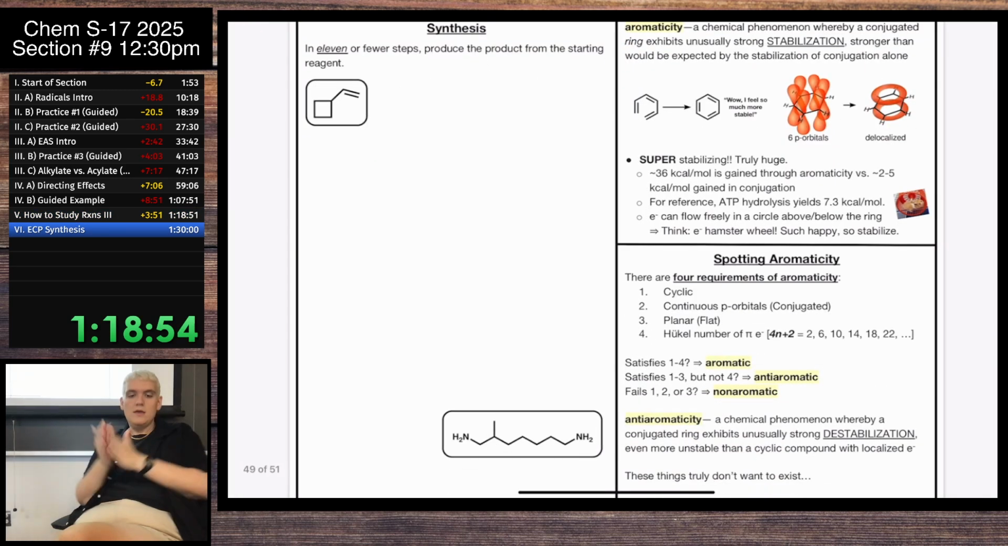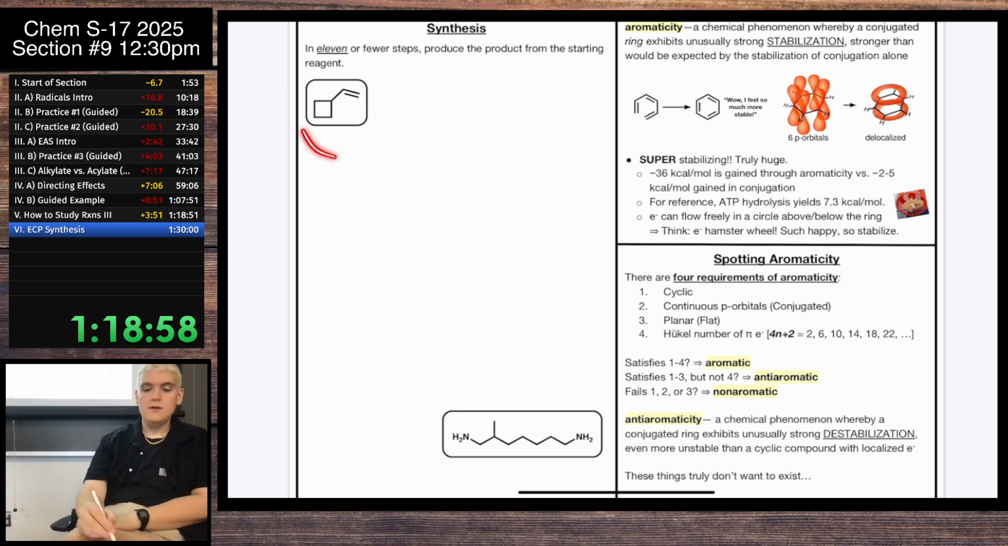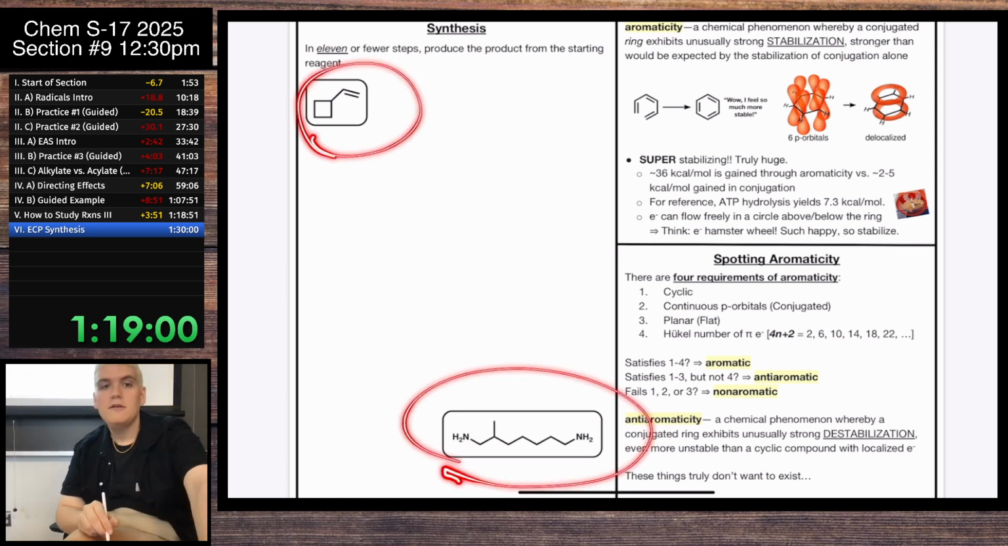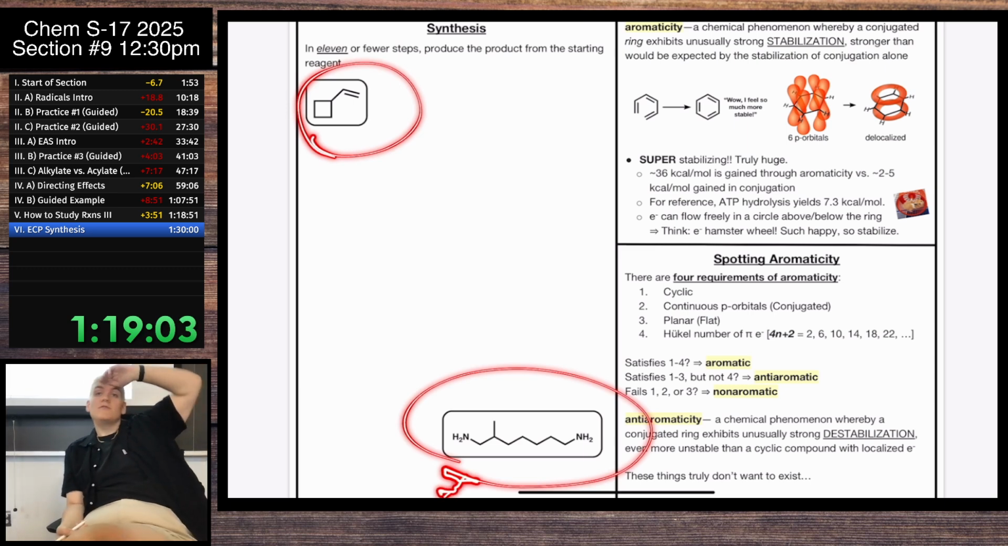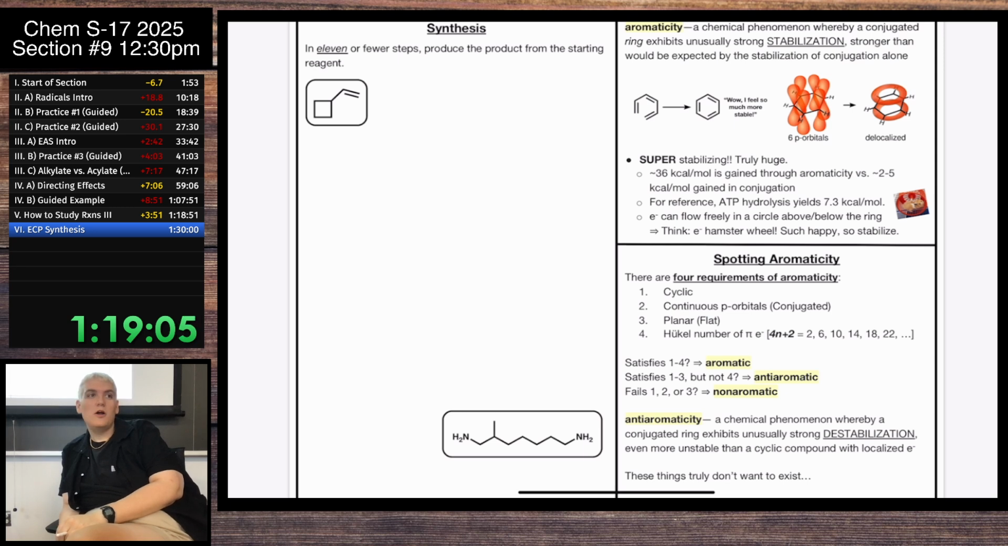Let's look at this one. We start off over here, we get to this in the product, and we are going to be trying to do that in 11 or fewer steps. This is a pretty hard synthesis, I would say. I'm going to give you a couple of minutes to start turning your gears thinking about it.